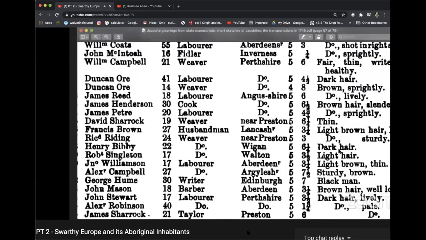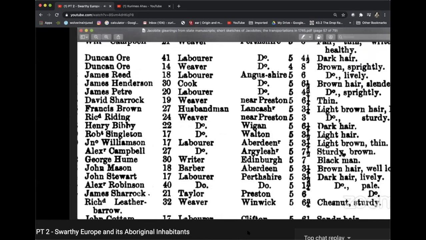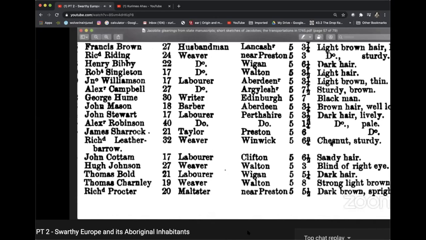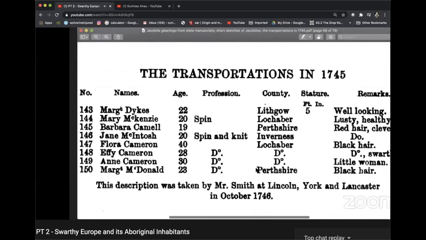They were probably doing that for a reason, so that later on they'd be like, well, he's darker. Let's make him longer. Let's take, you know, he's pale. They were taking this for a reason. Black man, brown, light brown, dark chestnut. All right, dark brown. This is Margaret Dykes, Mary McKenzie, Barbara Camel, James McIntosh.